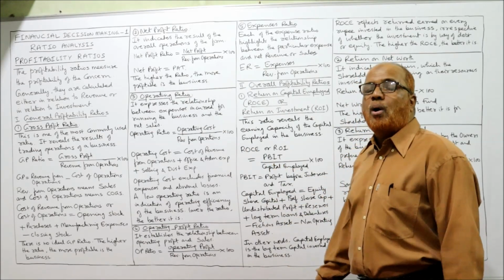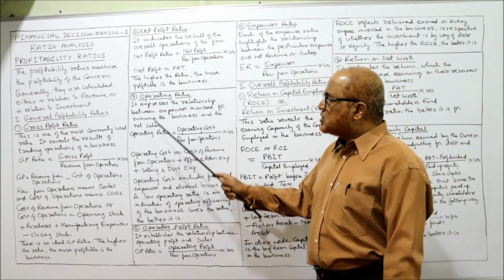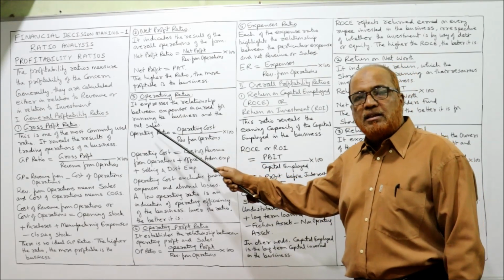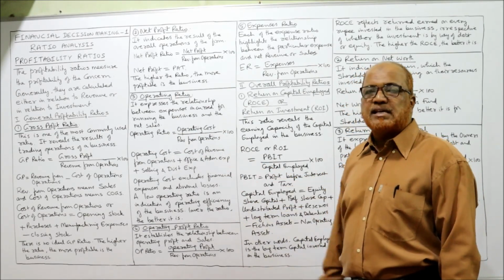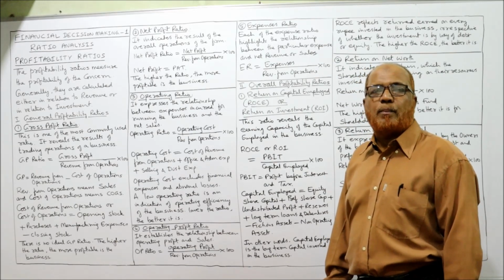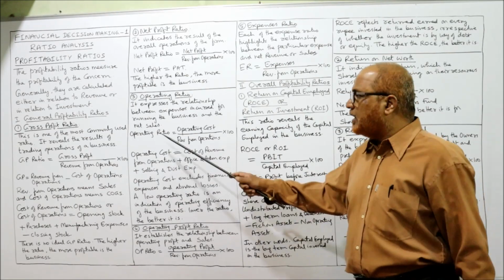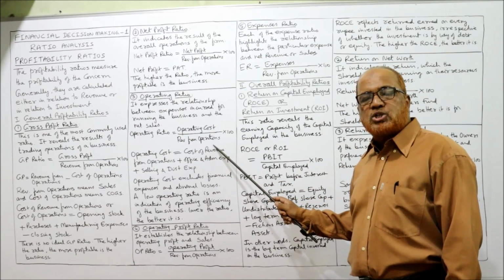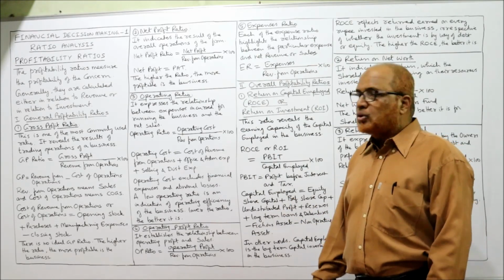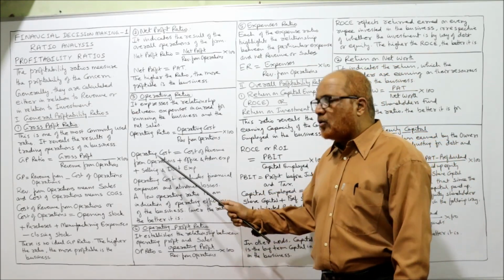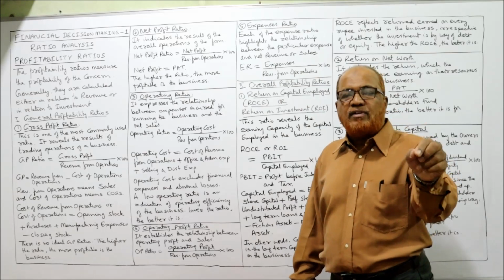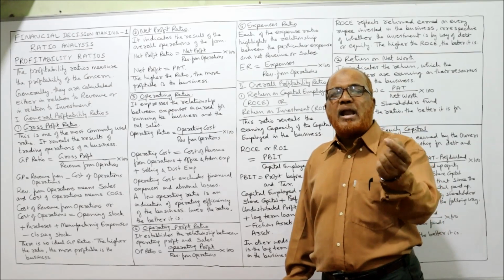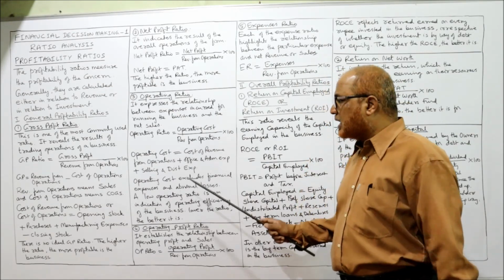The third ratio is operating ratio. It expresses the relationship between expenses incurred in running the business and the net sales, or revenue from operations. So what is the formula for operating ratio? Operating cost divided by revenue from operations into 100. What do you mean by operating cost? The cost of revenue from operations plus administration expenses plus selling and distribution expenses.